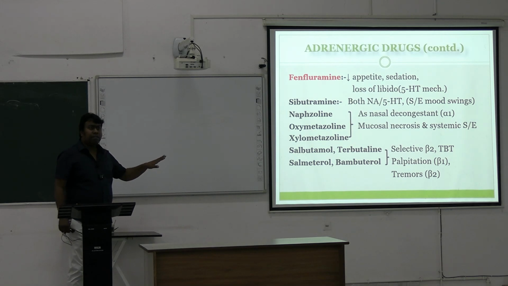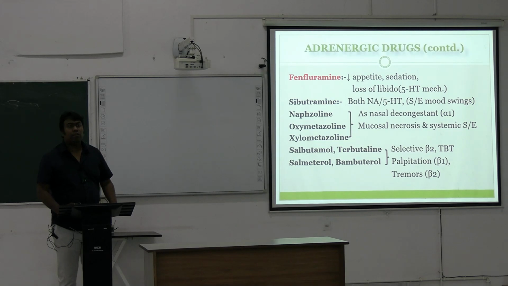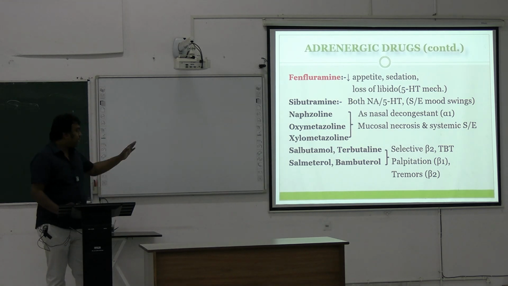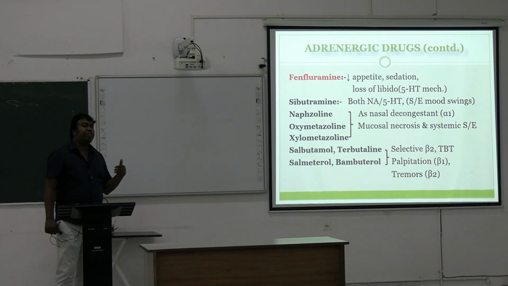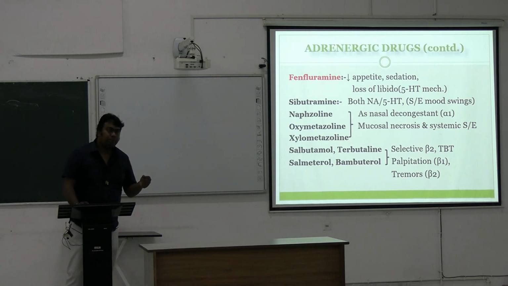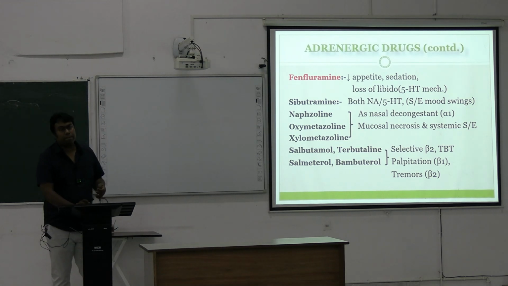Salbutamol, terbutaline, they act on the beta 2. Beta 2 is present in smooth muscle. Which smooth muscle? Tracheobronchial tree. Bronchial smooth muscle. And they can be used in bronchial asthma. In case of bronchial asthma, which route do we prefer? Inhalational. If we give oral salbutamol, what will be the difference between oral salbutamol and inhalational salbutamol?